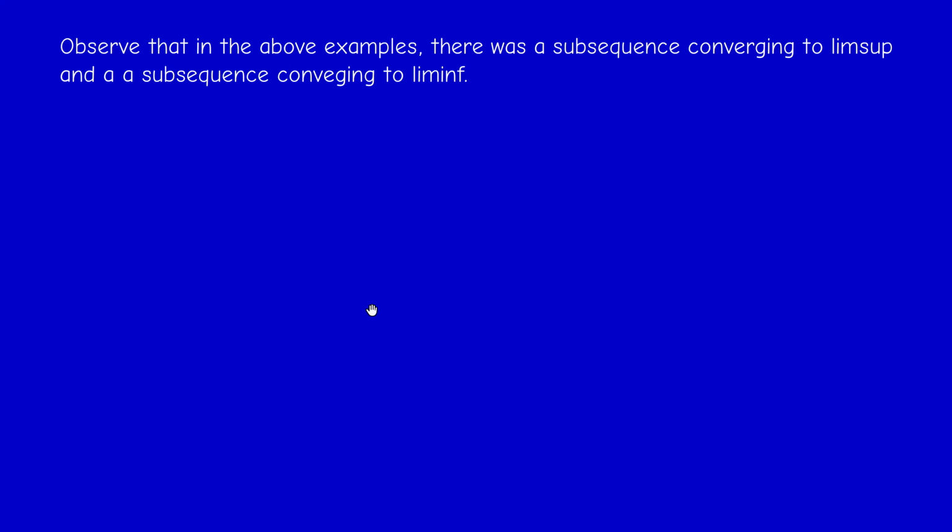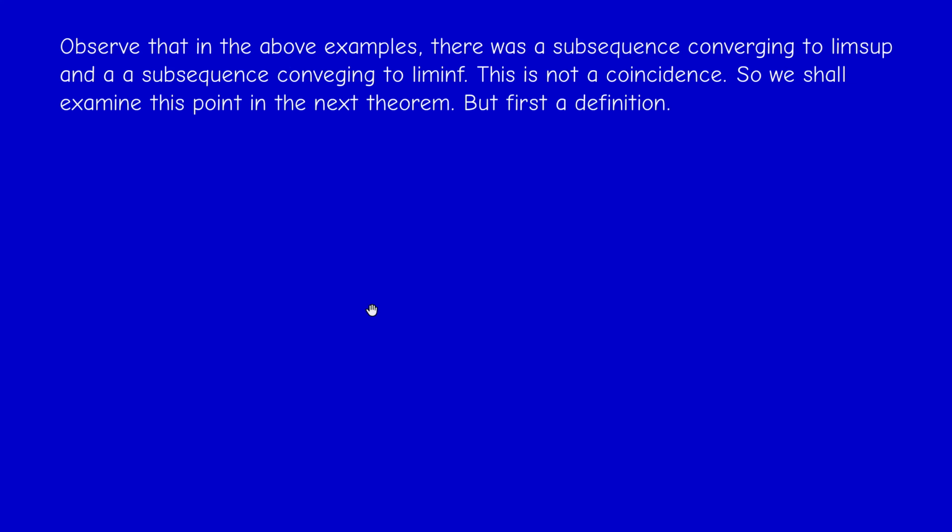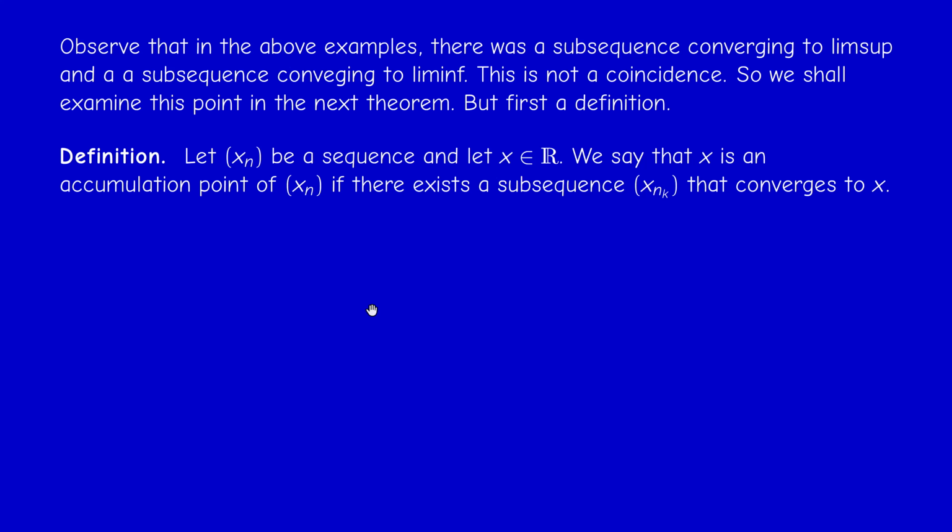But how to? We give a name to limits of subsequences. This is done with the concept of accumulation point of a sequence. If xn is a sequence and x is a real number, we say that x is an accumulation point of the sequence if there exists a subsequence x_{n_k} that converges to x. Okay, this is the concept of accumulation point. It's actually related to the notion of accumulation point of a set, but they should be distinguished, actually. Okay, so now we are ready to state the main theorem.